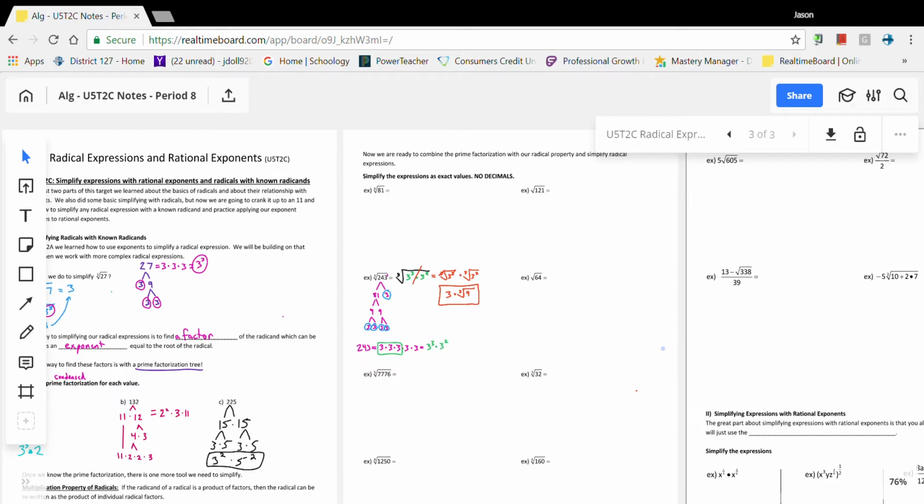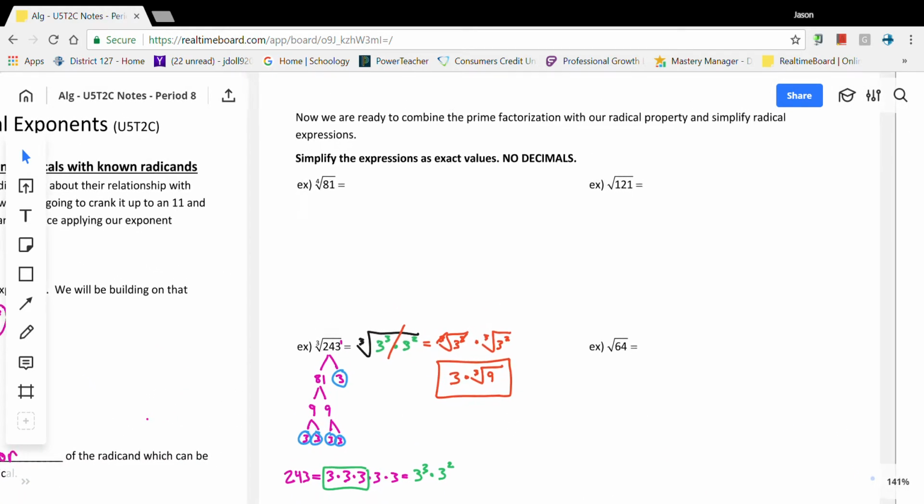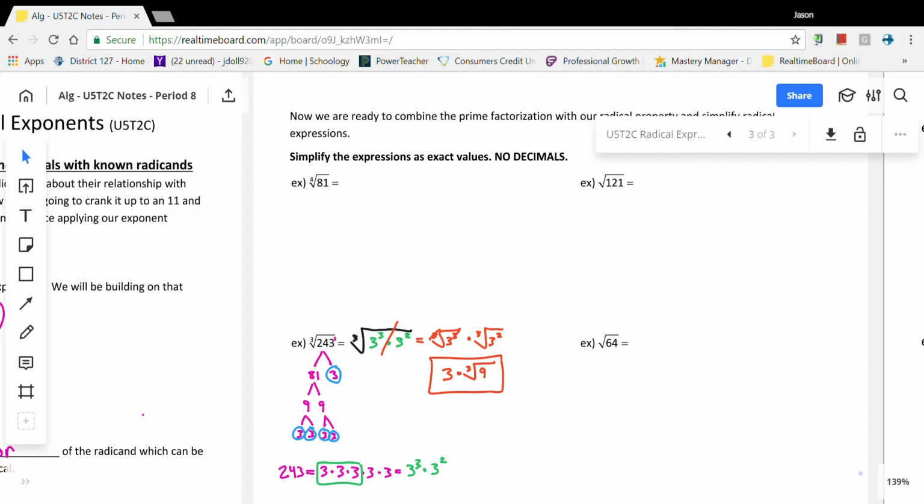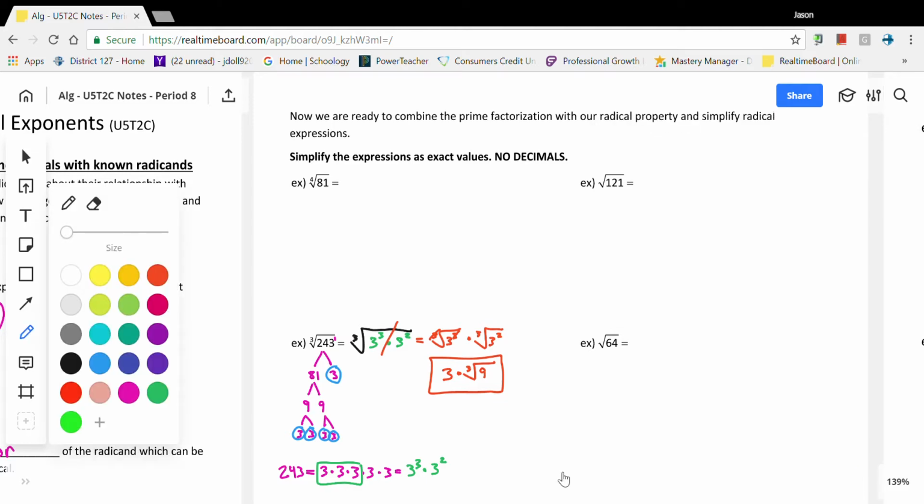So we left off in two of my classes finishing the example, the third root of 243. I know in one class we got one more done, but I did want to walk through these other examples here so you could see them.